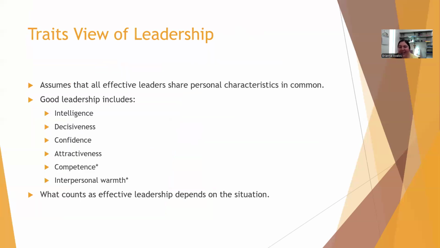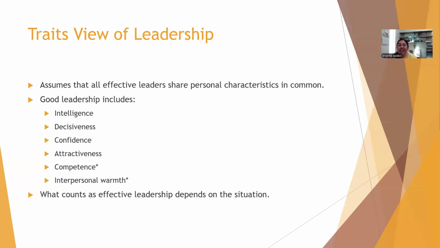So in order to be a good leader, the traits view of leadership looks at how you're going to be a good leader if you have these specific traits. It's going to assume that all effective leaders are going to share some personal characteristics. And what research has shown us is that these different characteristics tend to occur most commonly with leaders. Leaders have to be intelligent, they got to be decisive, have that confidence, and also have that attractiveness quality to them.